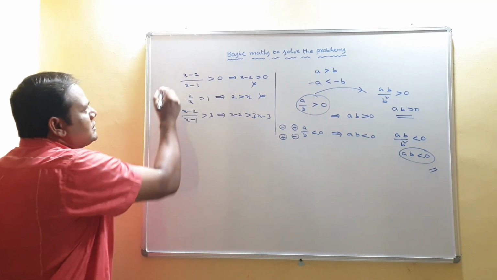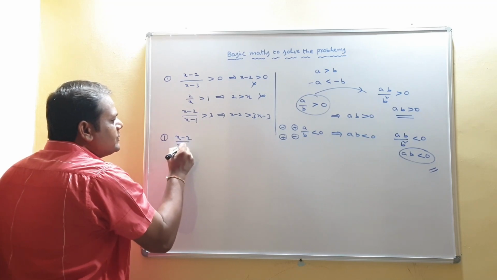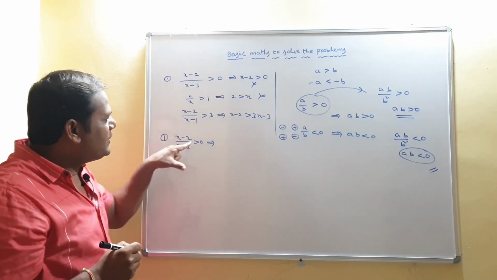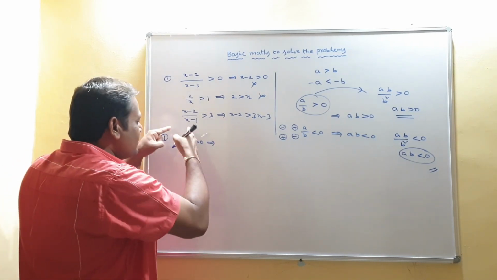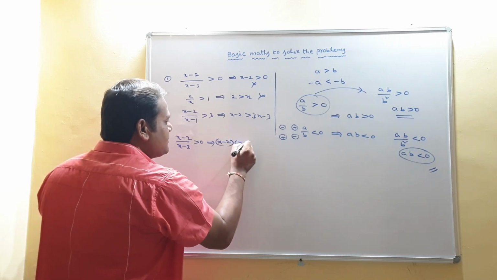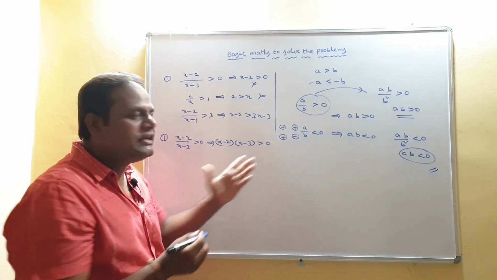So coming to this, the first one is x minus 2 by x minus 3 greater than 0. It is like what? a by b greater than 0. Don't do cross multiplication. So what you have to write? a by b greater than 0, so a into b greater than 0. That is x minus 2 into x minus 3 greater than 0. You know how to solve this inequation.